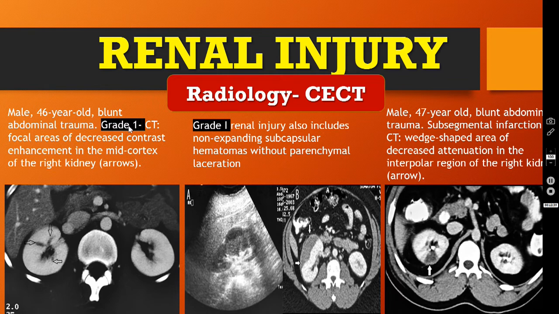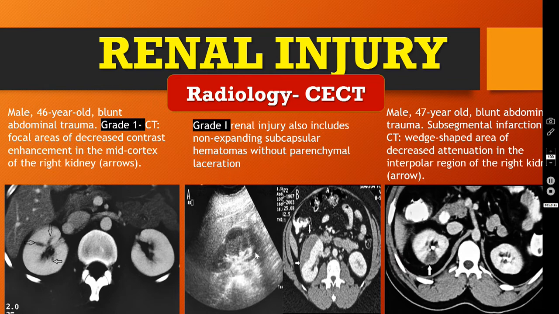In grade 1, you will see focal areas of decreased contrast enhancement in the cortical area of the right kidney. You are seeing here these arrows. The dye is not taken up here. These are not lacerations, but because of the contusion, these areas are not taking up the dye properly. So this is grade 1. Grade 1 means there is no laceration, but it is just a contusion with subcapsular hematoma. Grade 1 also includes non-expanding subcapsular hematoma without parenchymal laceration.